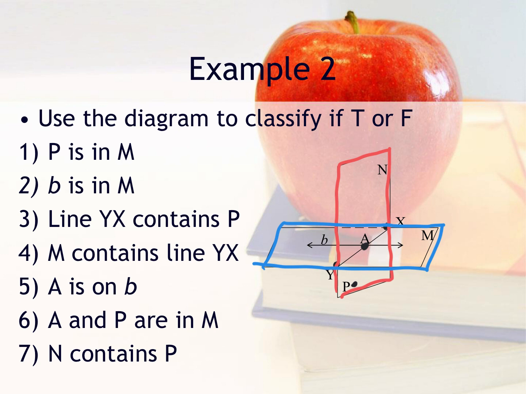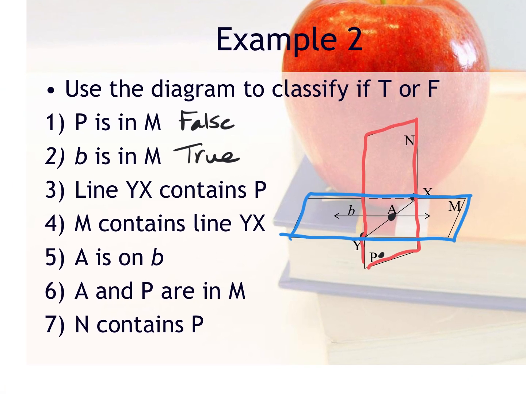So P, point P, is in plane M. True or false? False. Beautiful. It's not in that blue section, so this one is false. How about line B is in M? True. How about line YX contains point P? False. Because here is line YX and P is not on it.